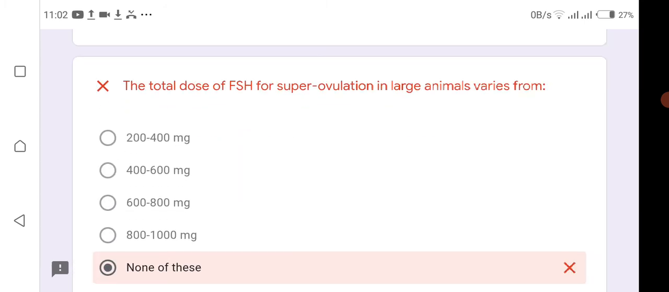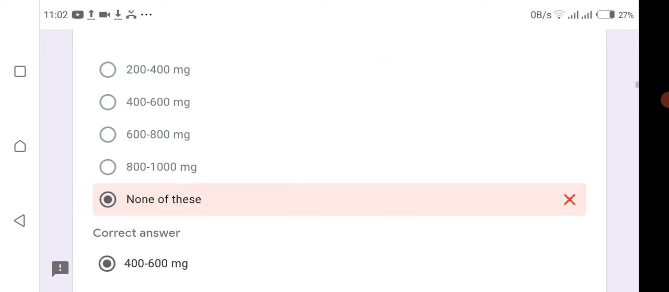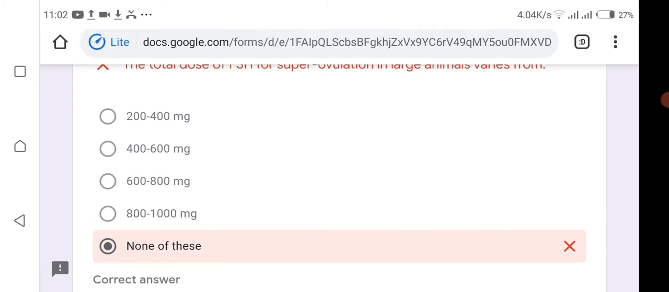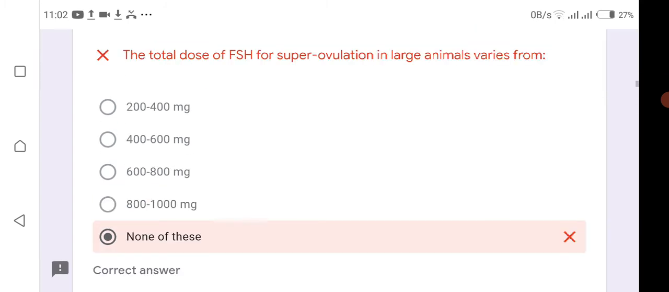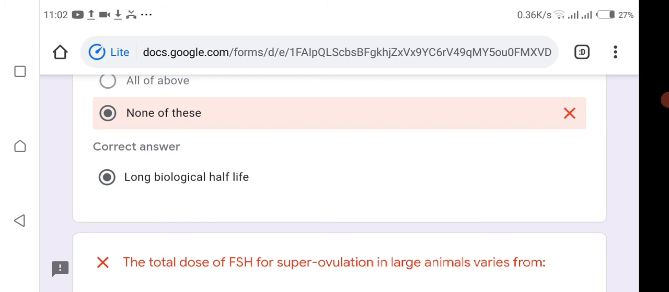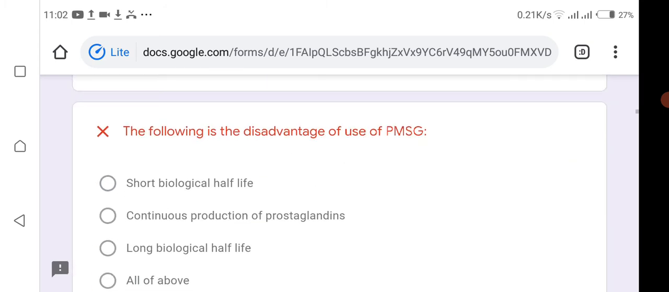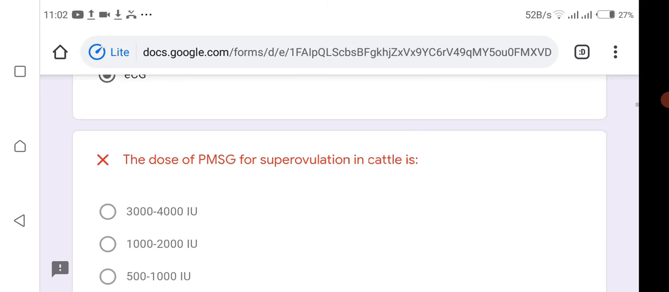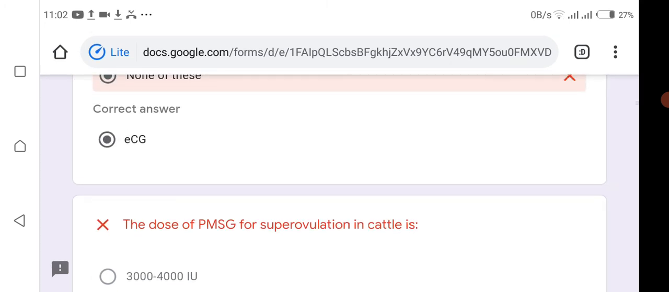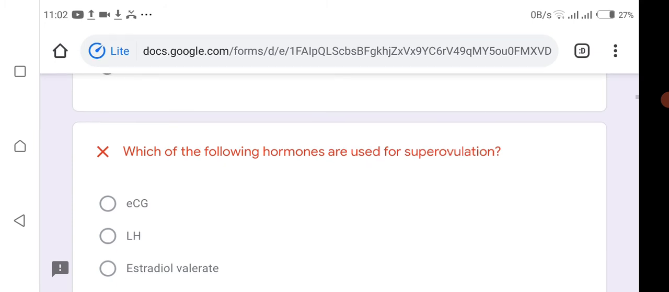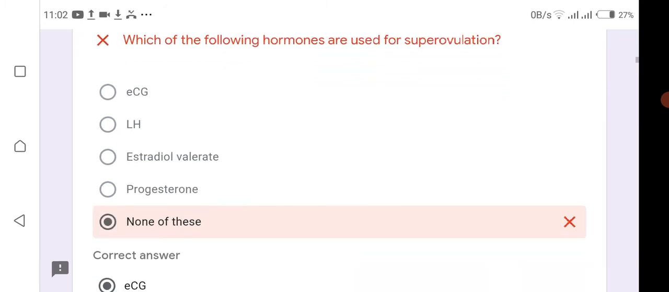The total dose of follicle stimulating hormone for superovulation in large animals varies from 400 to 600 mg. FSH can be 400 to 600 mg for superovulation in large animals, and long biological half-life is of pregnant mare serum gonadotropin. 2000 to 3000 international units is the dose rate of pregnant mare serum gonadotropin for superovulation in cattle, and equine chorionic gonadotropin is used for superovulation.